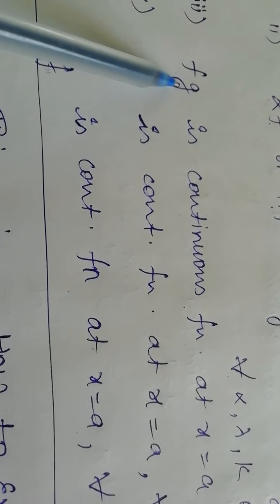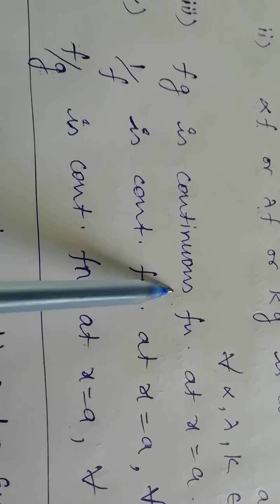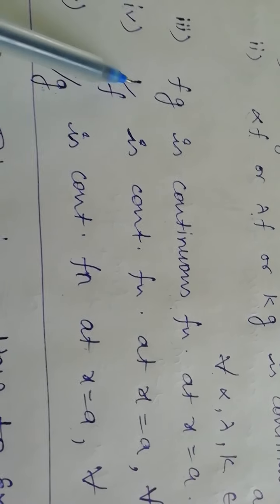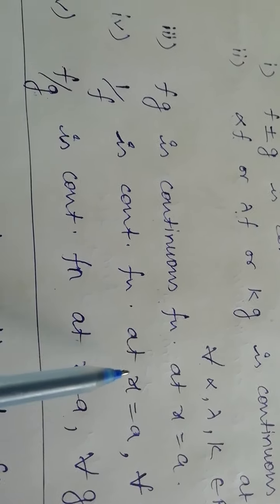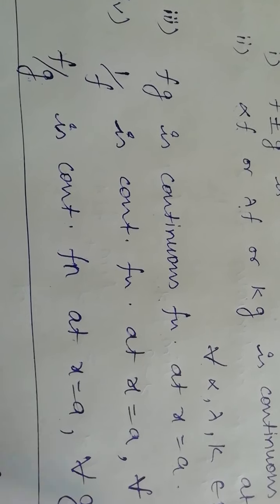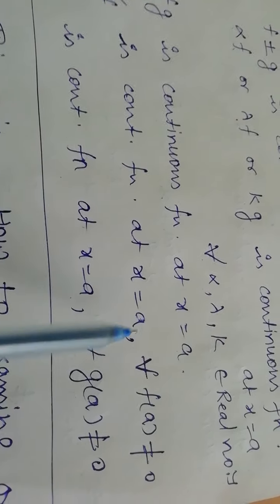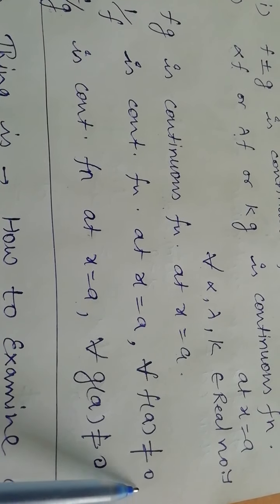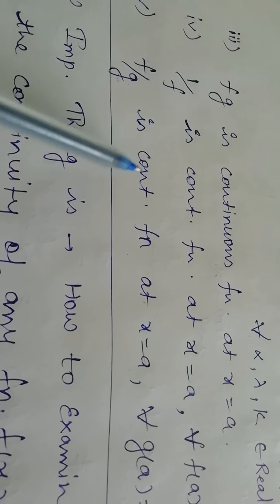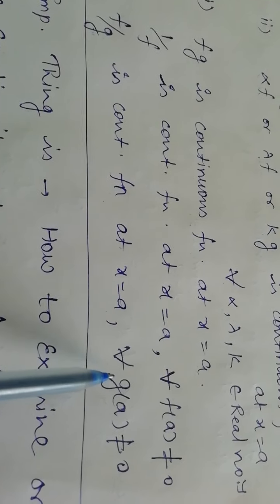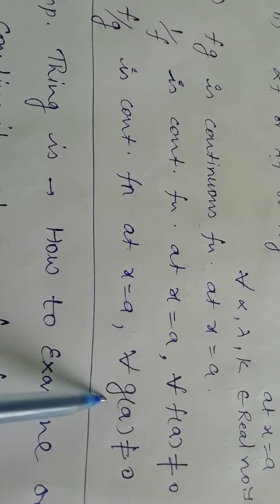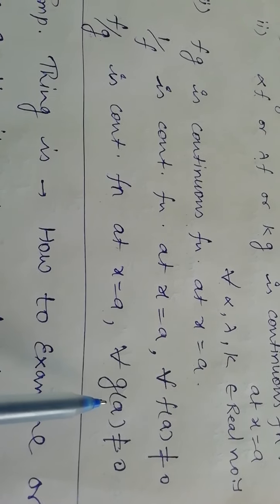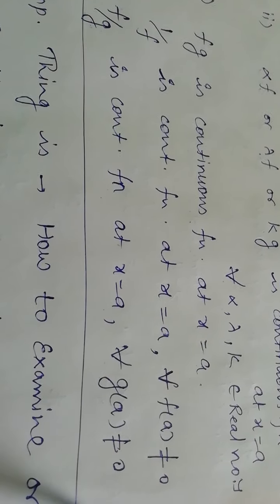The product of two functions also remains a continuous function at x equals to a. Reciprocal of a function is also continuous at x equals to a, but we have to take care of the denominator, that f of a should not be equal to 0. Now f upon g is a continuous function at x equals to a, and again the value of g of x at x equals to a should not equal 0.